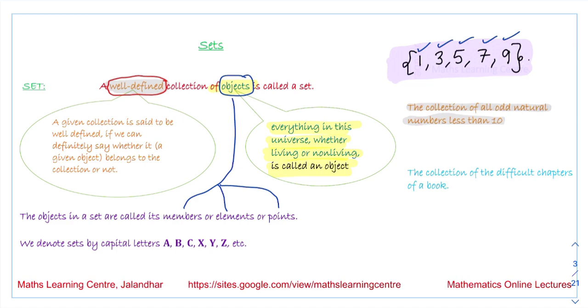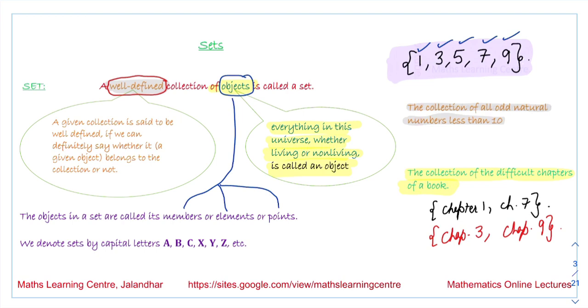But suppose the next example is the collection of difficult chapters of a book. Suppose someone asks me what the difficult chapters of this book are, and I list them, say chapter 1, chapter 7. These are the difficult chapters. Suppose someone asks another person which chapters of this book are difficult. Then he may say chapter 3 and chapter 9. These are the difficult chapters.